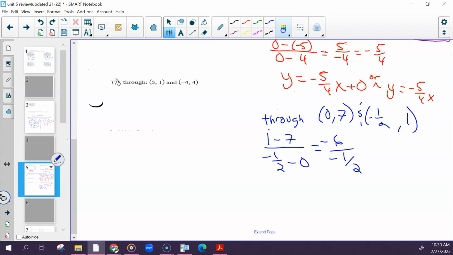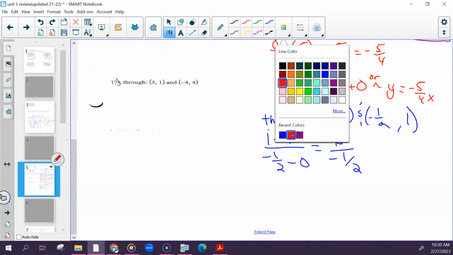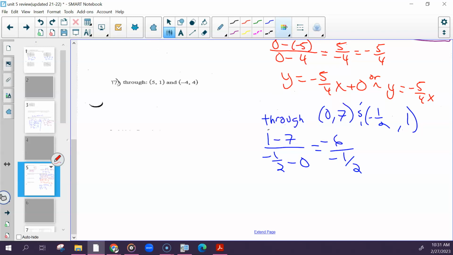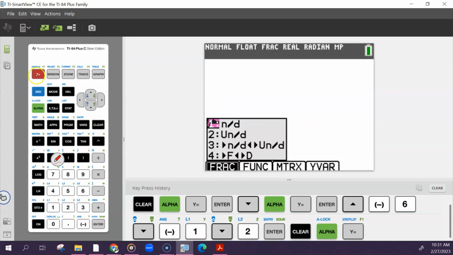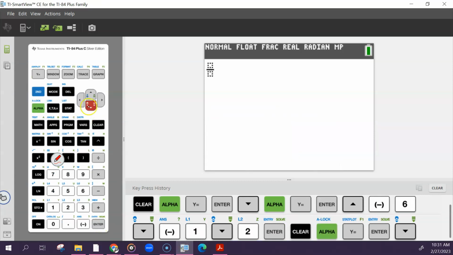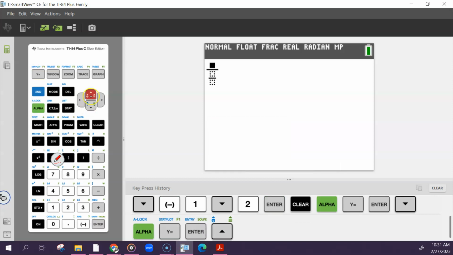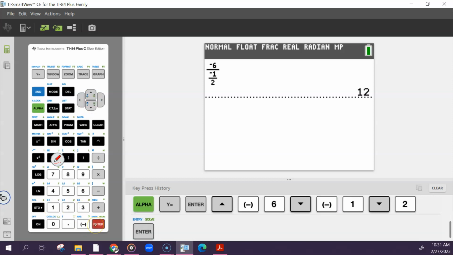And you can either do this by hand or in the calculator. So by hand, we would take this denominator and flip it and multiply it to both pieces. In your calculator, you would do alpha y equals, and then go down to the denominator and do it again. But positive 12 should have been your slope.